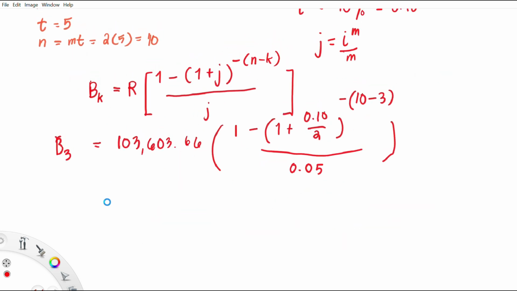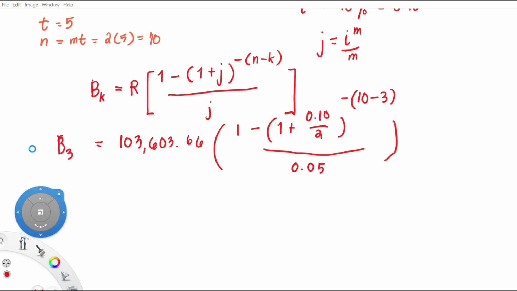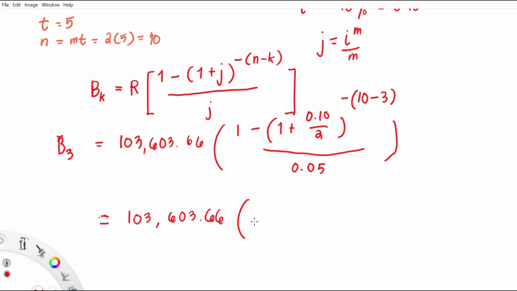So solve this in your calculator. We will have 103,603.66 times 5.79, which is equal to 599,480.9-something. Let's just say 62.